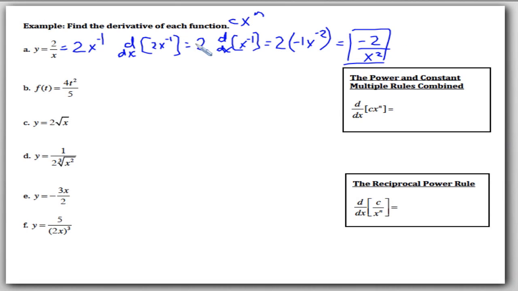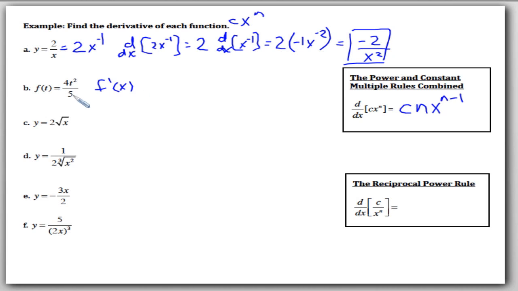So this is kind of the roundabout way of doing this. What we can do is we can combine the power and the constant rules to form one rule here. So if we have the derivative of c x to the n, what we can really write is the derivative equals c times n x to the n minus 1. And we can end up doing this all at once. Okay, so let's try that here with letter B.